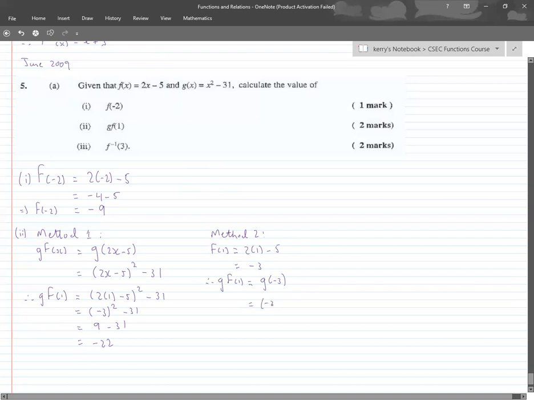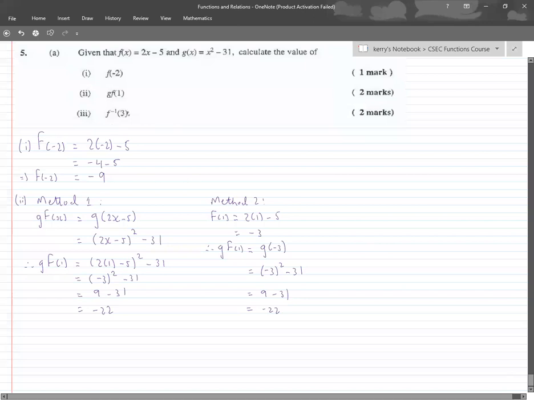So it becomes negative 3 squared minus 31, which is the same steps as we had before. 9 minus 31, which is negative 22. So this second method is a little bit shorter. It all depends on the question that you have. And last one now is f inverse of 3.